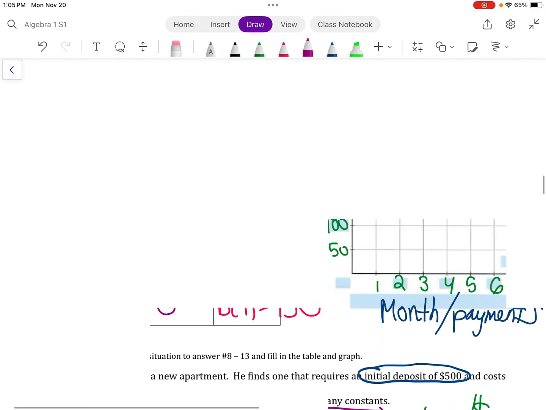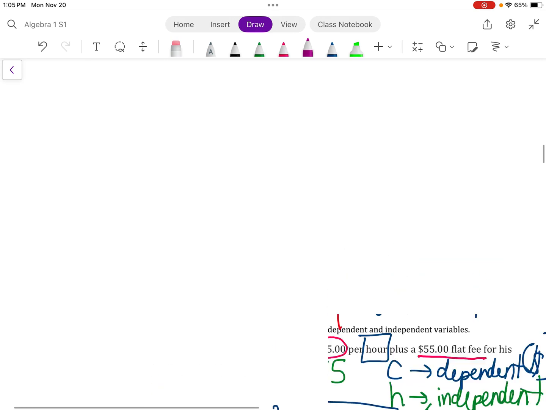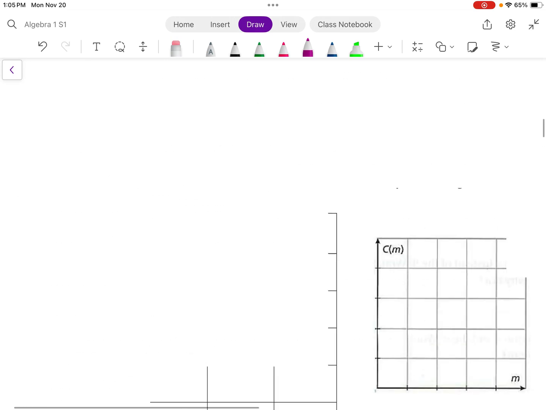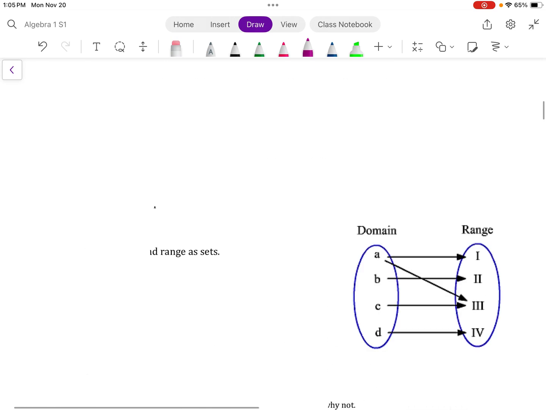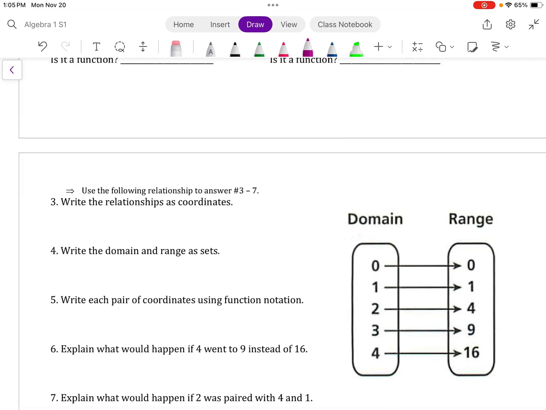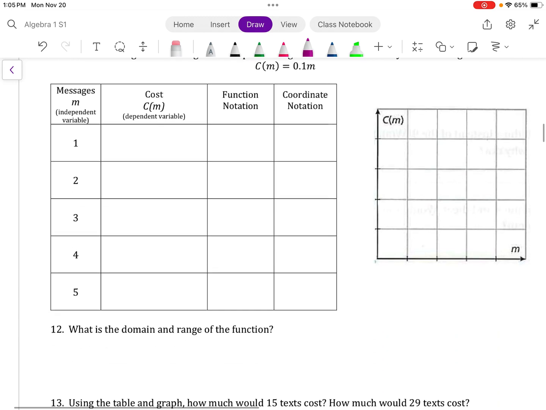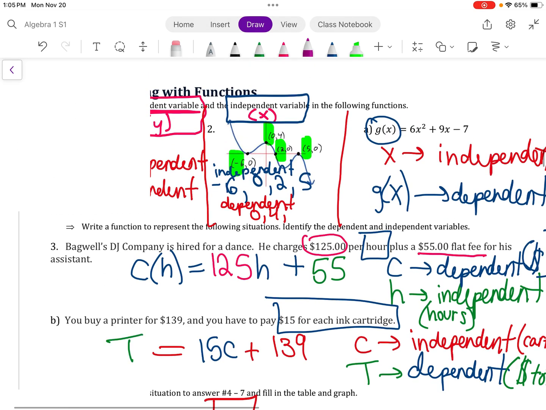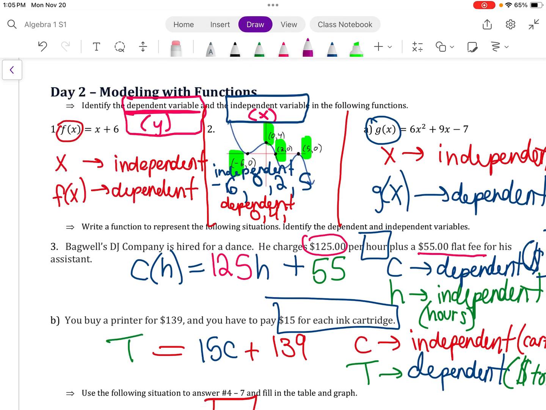So we've been talking about a few things. Let's talk it out. First we talked about functions: input and output, domain and range. Domain is the X, the range is the Y. Then yesterday we talked about independent and dependent. It's the same idea. Independent is the X, dependent is the Y. So what are you putting into something and what is your output?